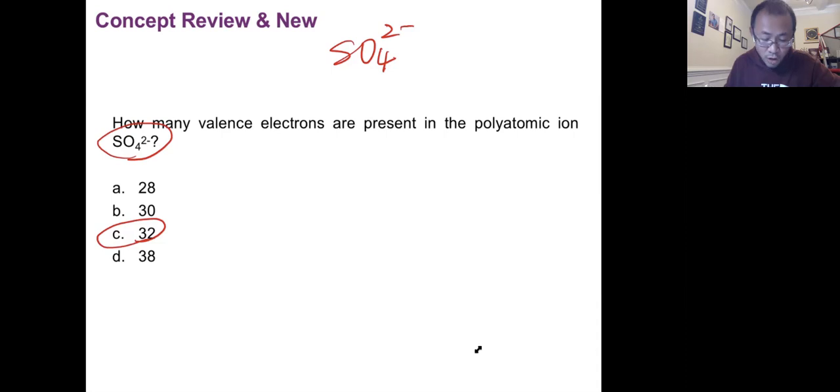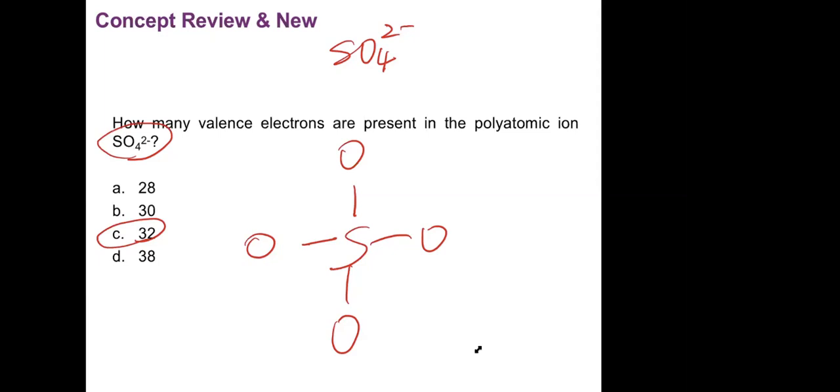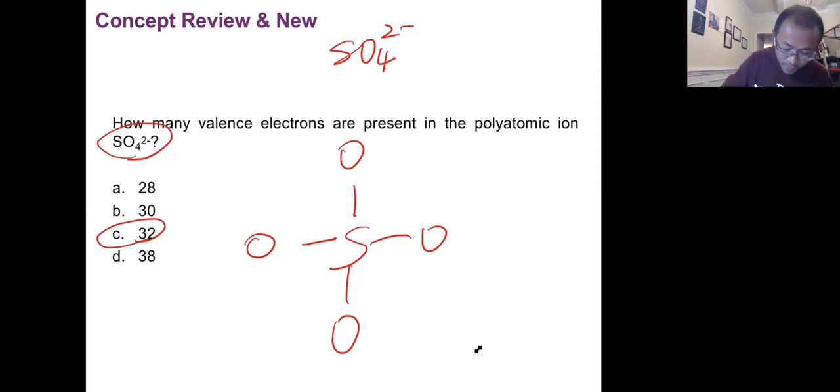Step 2, draw the skeleton of the molecule. Central atom, obviously what? Sulfur. The surrounding is oxygen. Easy. Sulfur surrounded by oxygen. I'm connecting sulfur with oxygen with single bonds. After I use single bonds, how many electrons do I have left? 24. Very good, 24. 32 minus 8, 24 left.